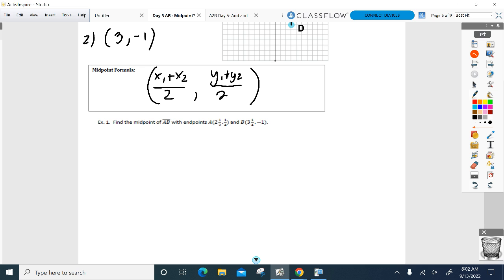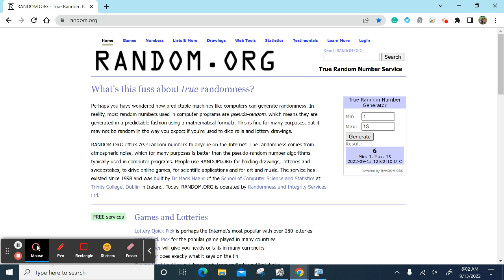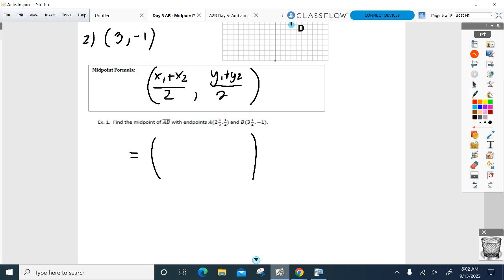So here we go. Midpoint of AB. Give me the x coordinates I'm going to add together. 2.5 and 3 1/4. You can keep it like that because we're going to use the calculator, or you can change it into decimals, 2.5 and 3.25. Whatever floats your boat. All right, 2.5 plus 3 1/4 divided by 2, or again, 2.5 and 3.25. That's up to you. Comma.